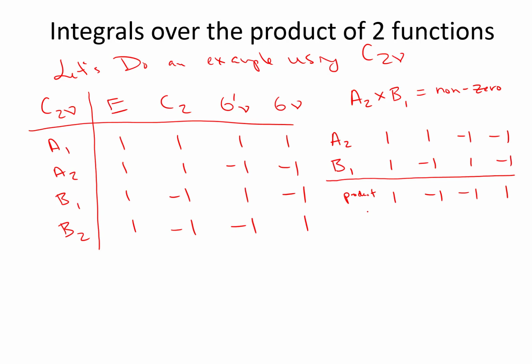Interesting. Well, this product, if we check back, are there any symmetry species that are the same as this? Which ones have 1, negative 1, negative 1, 1? Notice that that's actually the same as B2. So the product A2B1 is equivalent to B2. Since the product of A2B1 is not equal to A1, then that answer must be 0. And that is a big conclusion here.